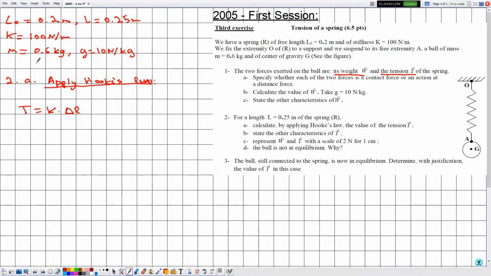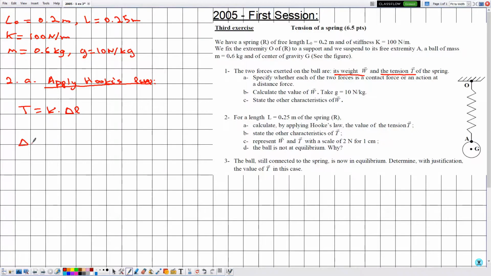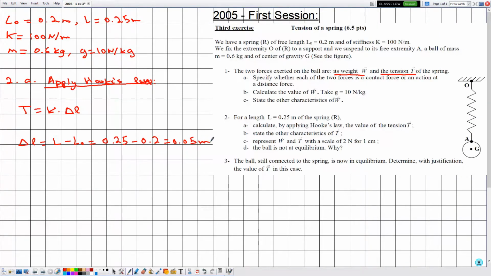Delta L can be determined because we know the initial length and we know the final length. Delta L is given by the final length minus the initial length. Now the final length is 0.25, which is in the SI, minus the initial length, which is 0.2. Plugging this into the calculator, it will give me 0.05. Since both L0 and L are in the SI, the value of delta L will be in the SI, which is meters. Then the elongation is delta L equal to 0.05 meters.